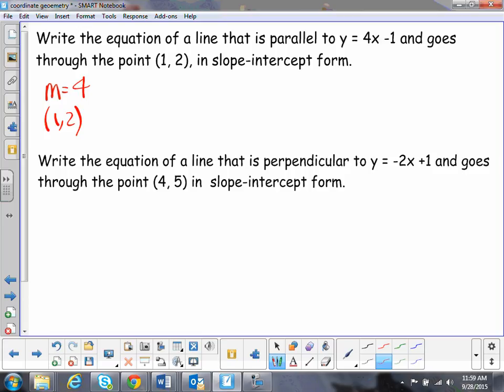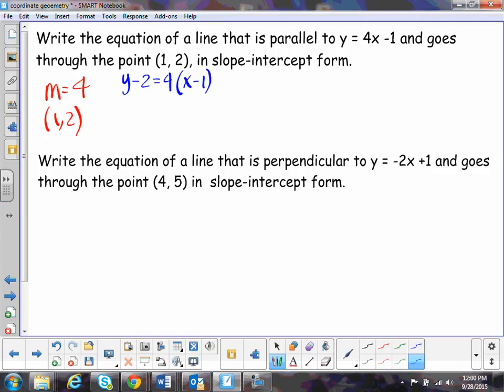Now, there's 2 things that you can do. You can use the point-slope formula, since we know a point and we know the slope. That's why they call it point-slope formula. Or you can use the slope-intercept equation and just plug in x and y. I'll show you both of them, and then you can pick which one you want to use. The first one is point-slope formula. y minus what, guys? 2 equals 4 times x minus what? 1. And then we just have to simplify that into slope-intercept form.